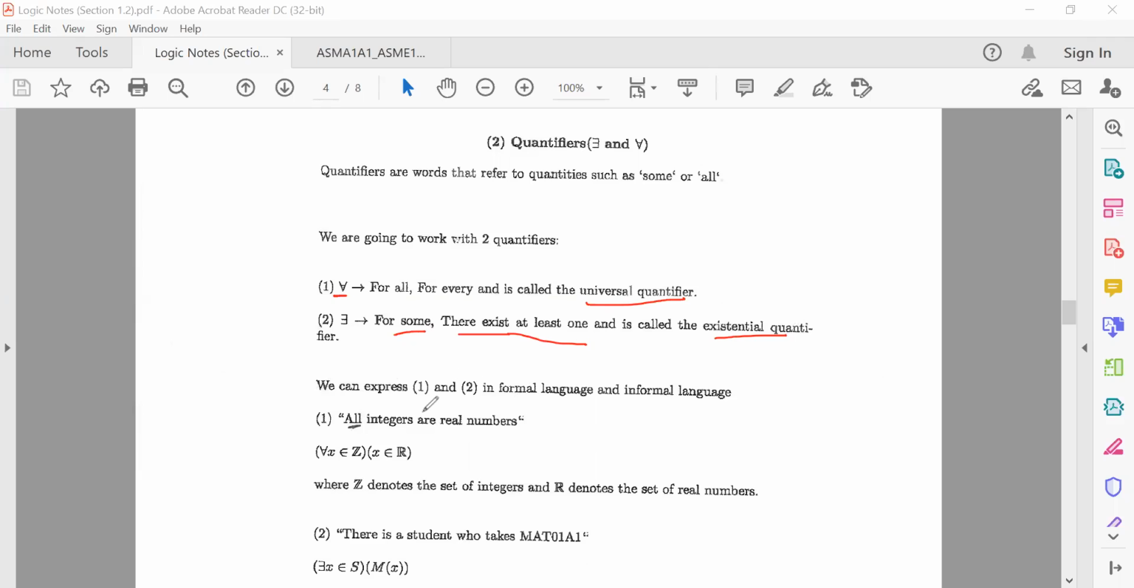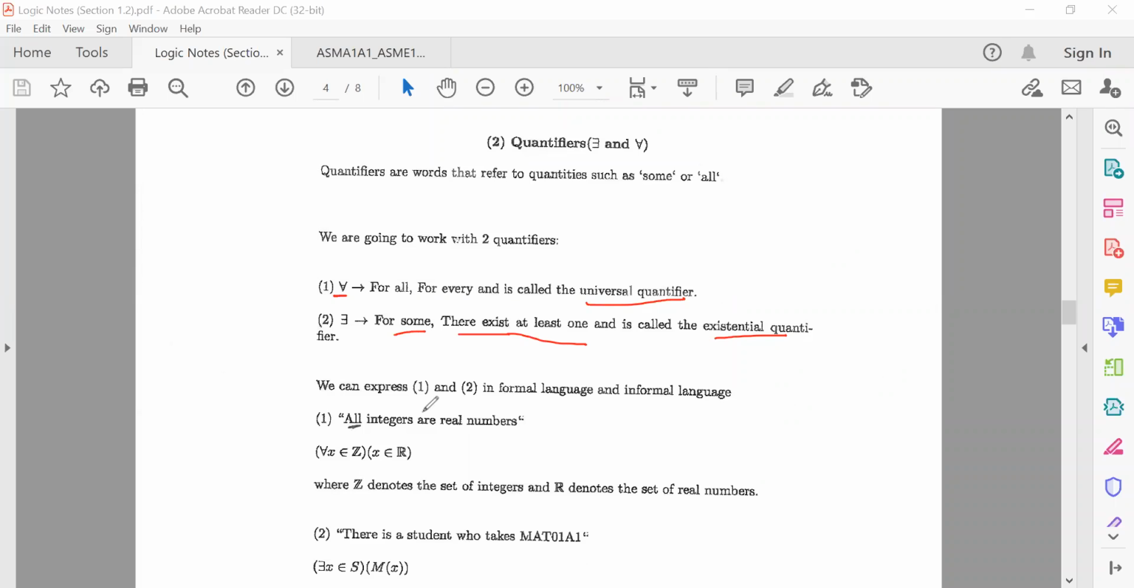And then we say that we can express 1 and 2 in formal language and informal language. Guys, this is where things get super exciting, right? What is formal language and what is informal language? When I talk of formal language, basically I'm talking of predicate. We're talking of first order language, all right? And the informal language is just your natural language. Another word for informal there is natural.